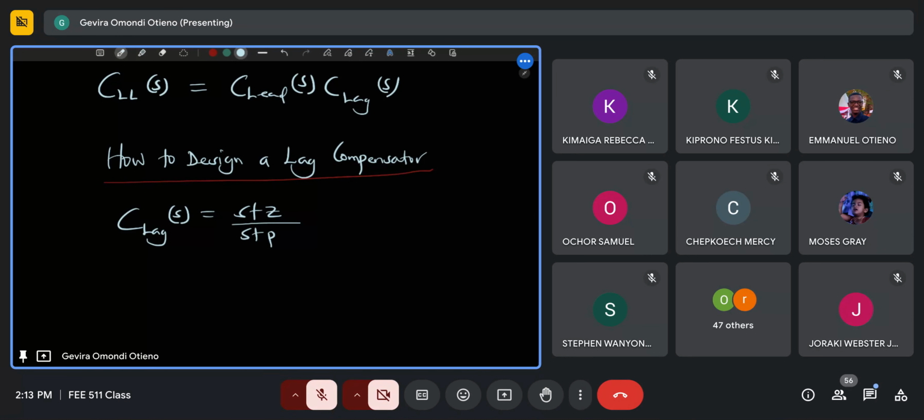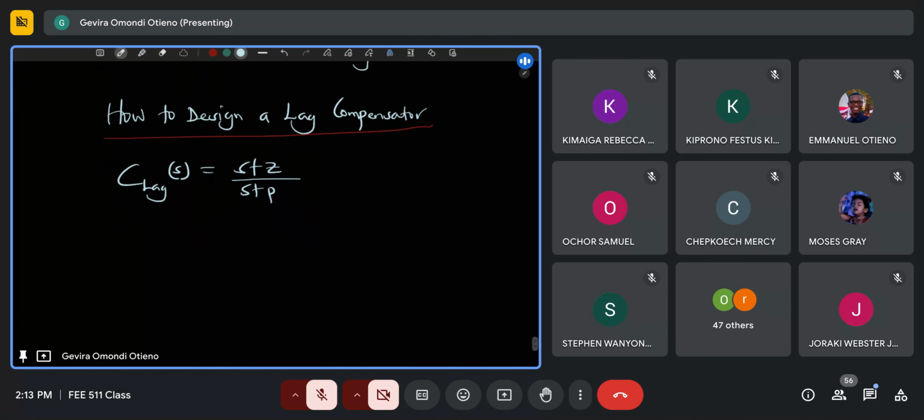So here, like I've told you, the objective of the lag compensator is just one. We need to reduce the steady state error. So in most times when you're given an open loop transfer function, you need to determine the steady state error of that open loop transfer function. Then you will see what is the value that is required, the expected steady state error. So there's what we call the steady state error.